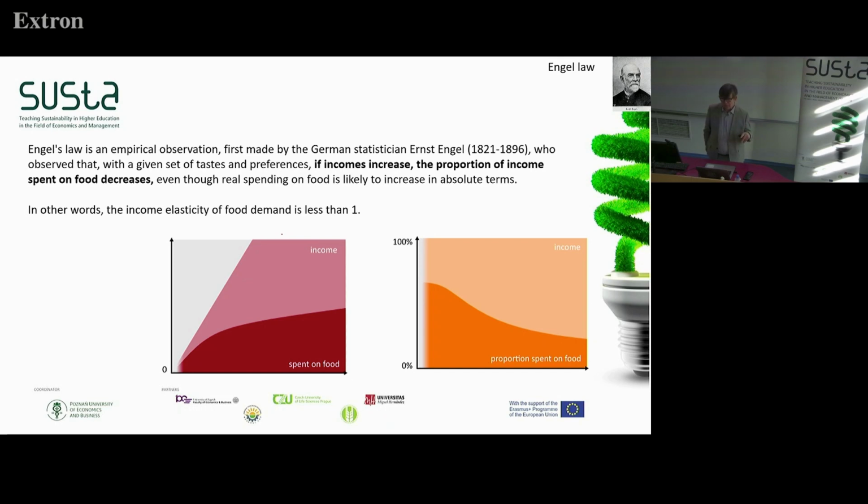Do you understand? The richer you are, the less important is food expenses for you. And the reverse, the poorer you are, the more important is food expenses for you. Here you can see the graph. When the income grows, we buy more, but the proportion goes down. Right? That is to say, income elasticity of food demand is less than 1. Okay? Do you understand that?